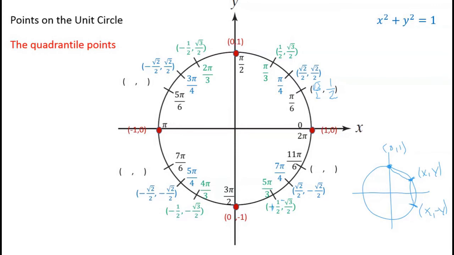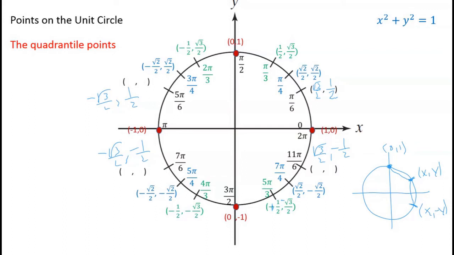So over here on the left at 5 pi over 6, my x is negative square root of 3 over 2 and my y value is 1/2. And then at 7 pi over 6, my x is negative square root of 3 over 2 and my y is negative 1/2. And to wrap it up at 11 pi over 6, my x is positive square root of 3 over 2, and my y is negative 1/2. And that completes our unit circle.